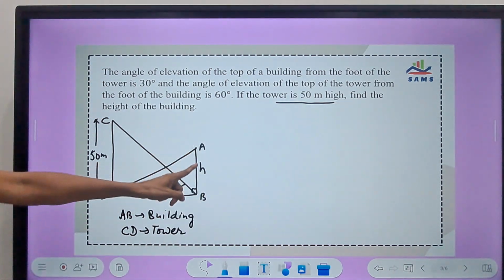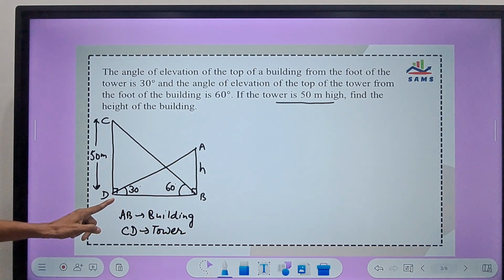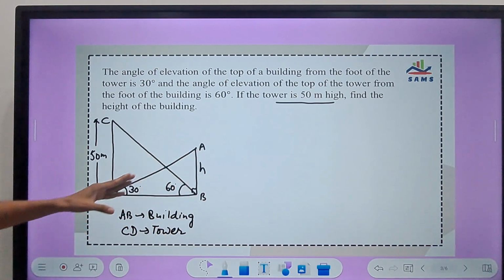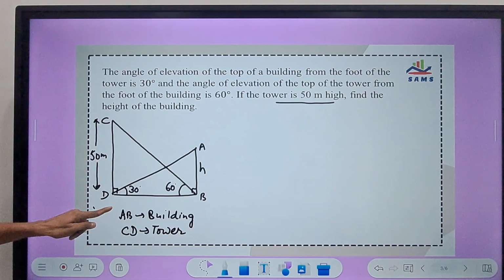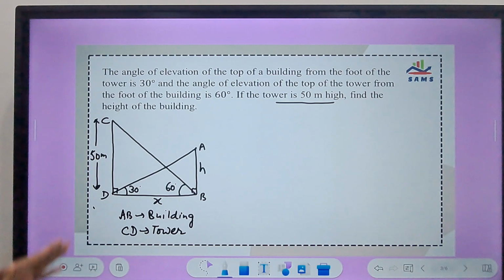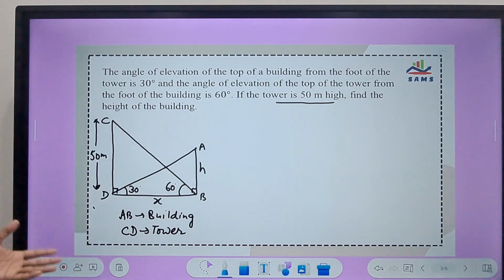Now to find this height H, I need to use the triangle ABD, and for that I need to have one of the sides of ABD, but no side is known. So for that I will be using the other triangle CDB. So let's assume this is the common side X between the two triangles. So let's assume that BD is X meters, and now I can apply tan and get my answer.